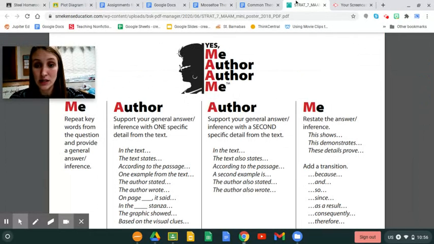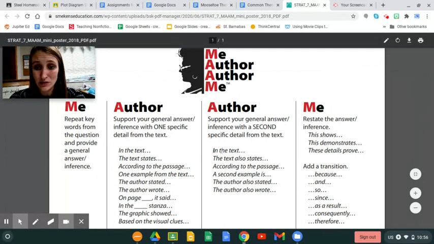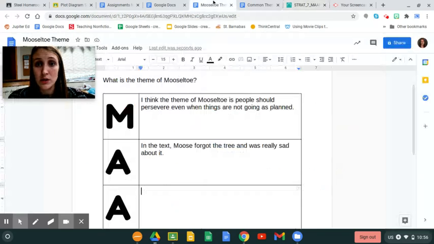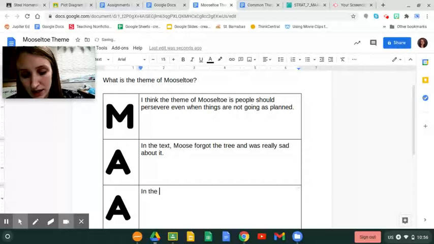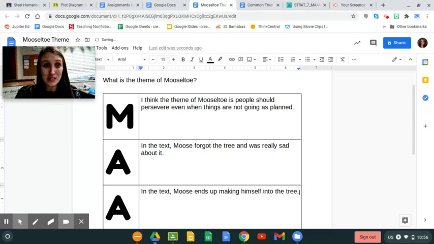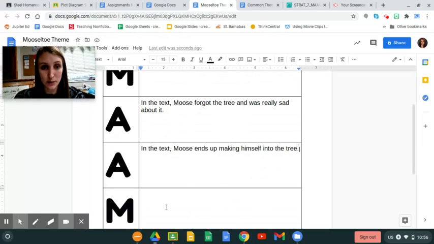I'm again going to pick a sentence starter. You know what? I'm just going to use the same one. If I want, that's what I can do. So I'm going to say, in the text, Moose ends up making himself into the tree. That's a big reason why I chose the theme of persevere, because he had this bad situation. He made the most out of it by making himself into a tree. So that's my third sentence. Done with that one. Make sure whatever you put here actually has to do with why you chose it as the theme.